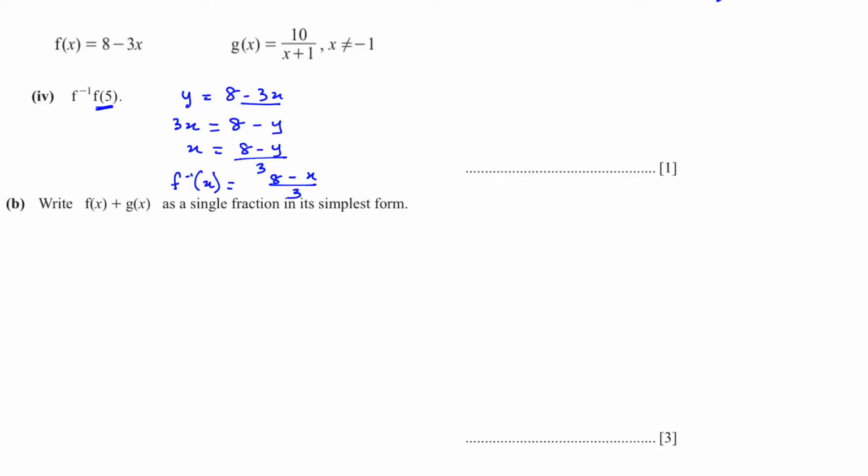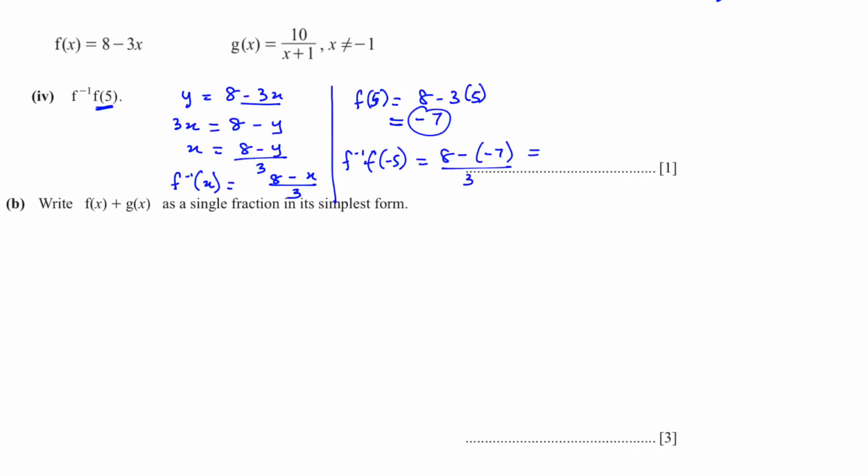We first have to find f of 5. So f of 5 is going to be 8 minus 3 multiplied by 5, which will give us negative 7. Now this answer we will substitute in our f inverse, and we will get 8 minus negative 7 over 3. You will get the answer is 5.